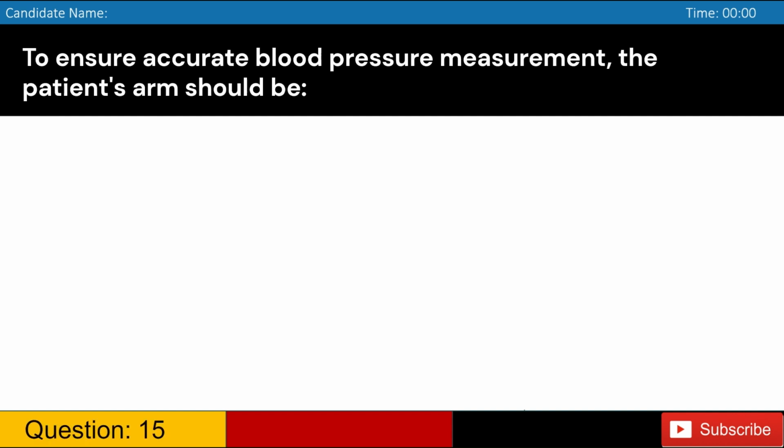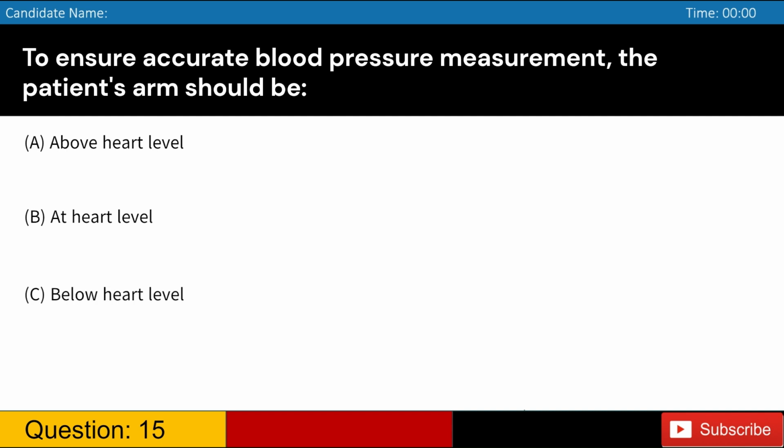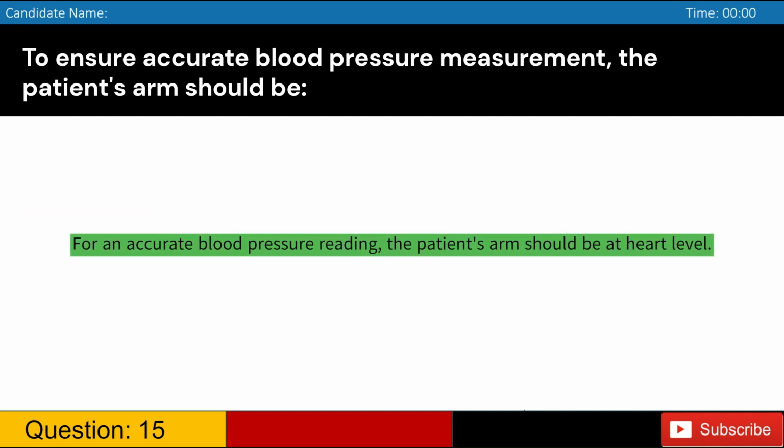To ensure accurate blood pressure measurement, the patient's arm should be: A. Above heart level. B. At heart level. C. Below heart level. D. Elevated. Answer, B. For an accurate blood pressure reading, the patient's arm should be at heart level.